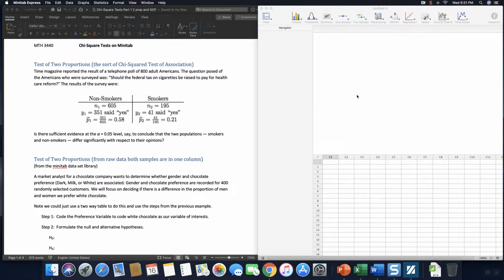My phone went off for a second. Sorry about that. I muted it. Anyway, and I'm not going to be able to erase that, that sucks.